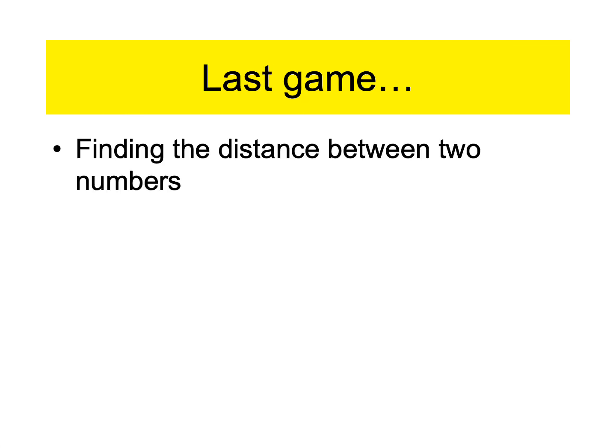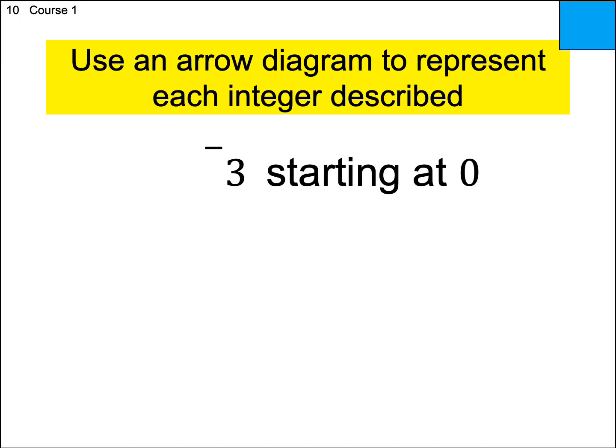Well, I said we're going to do 3 games. So the last game is to find the distance between two numbers. Okay, so it says use an arrow to represent each integer as described. So it says negative 3 starting at 0. Here's what they mean. Well, you start with a number line. It says negative 3 starting at 0.